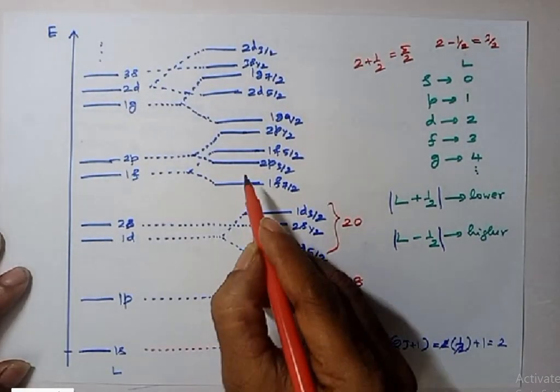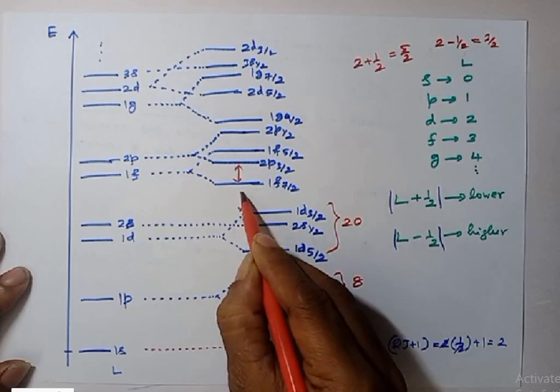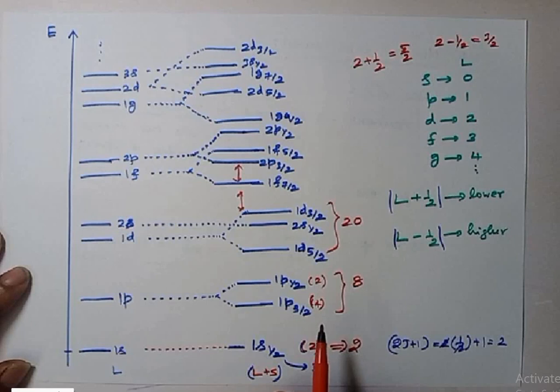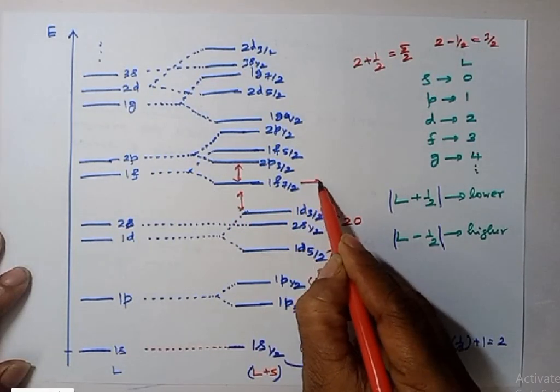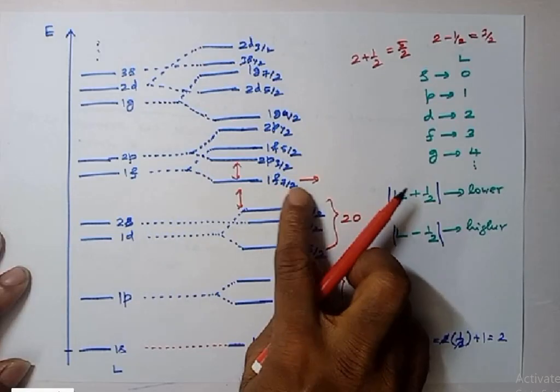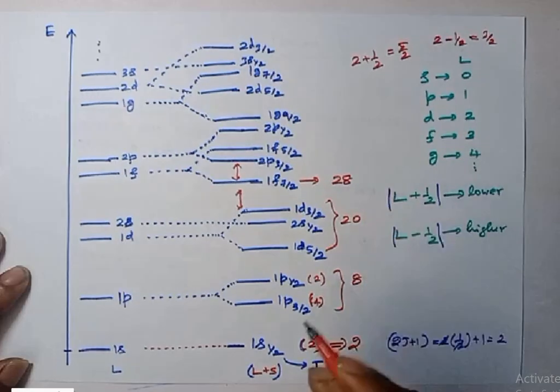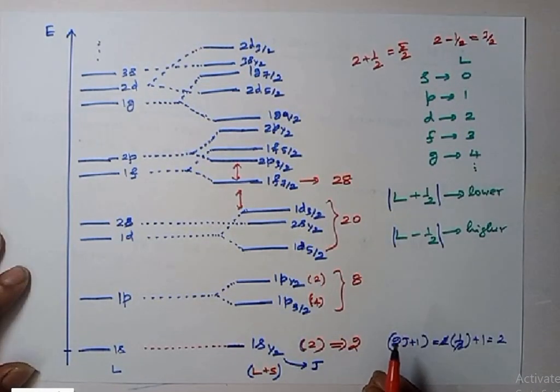Listen carefully. The energy gap between this and this is very large, so this level should be given separately. For 7 by 2, 2 into 7 by 2, I get 8. So 20 plus 8 is 28. I can place a maximum of 28 here.